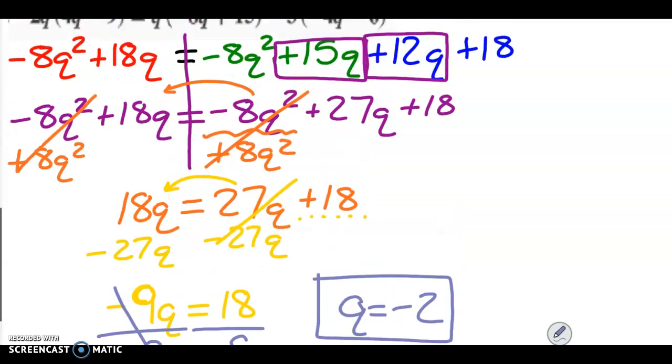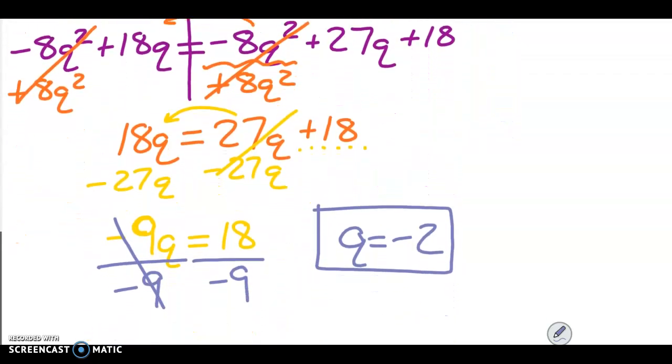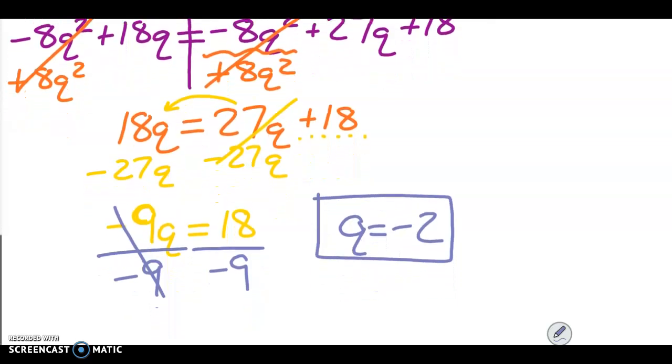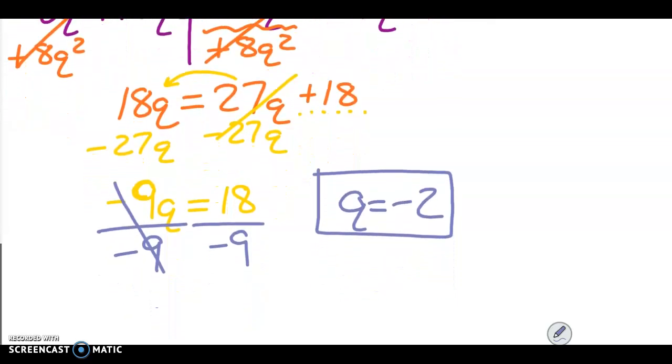So that one had 3 distributive steps in it. I combine my like terms. I move things over by canceling so that the like terms can get on the same side of the equal sign. I get down to having variables on the one side, constant on the other, and then that last step is to divide whatever's in front. And I end up with a nice whole number of negative 2.